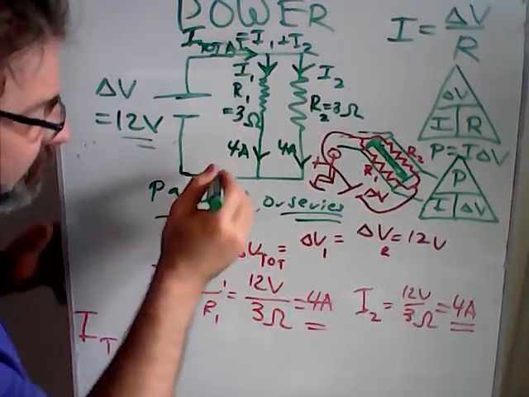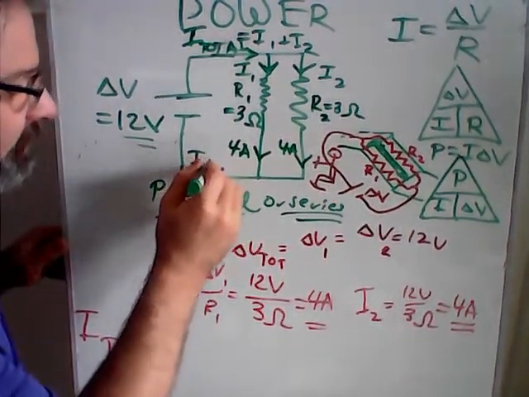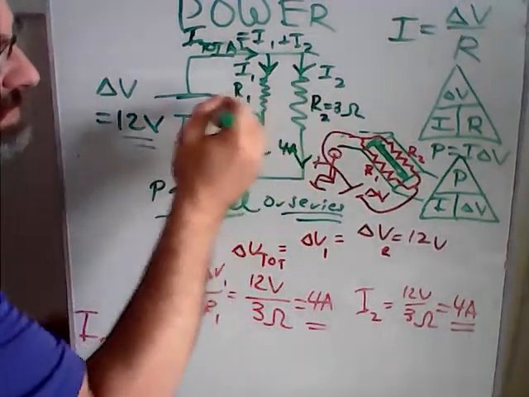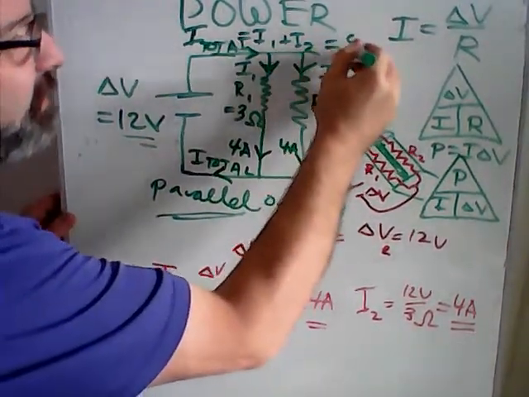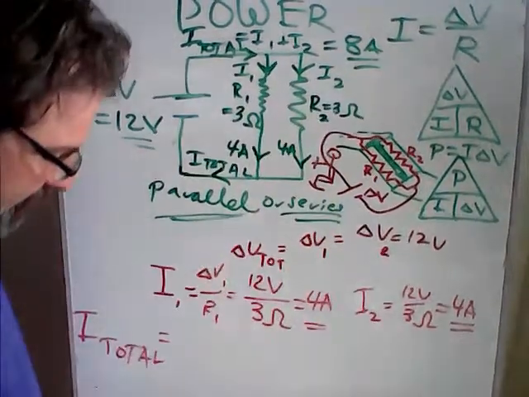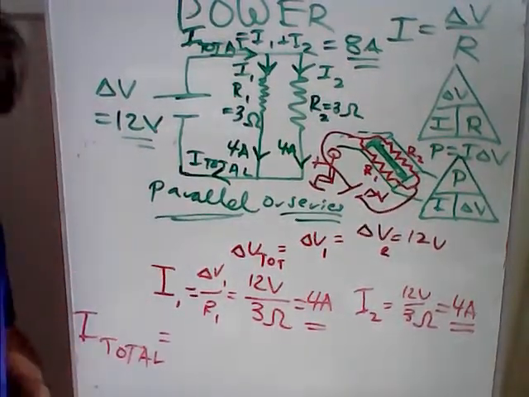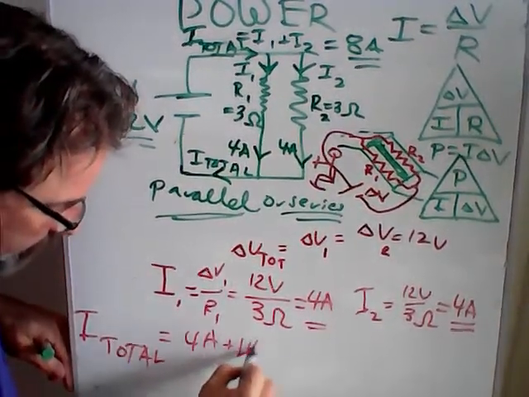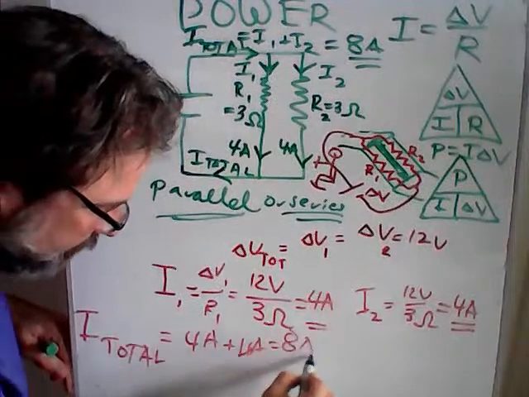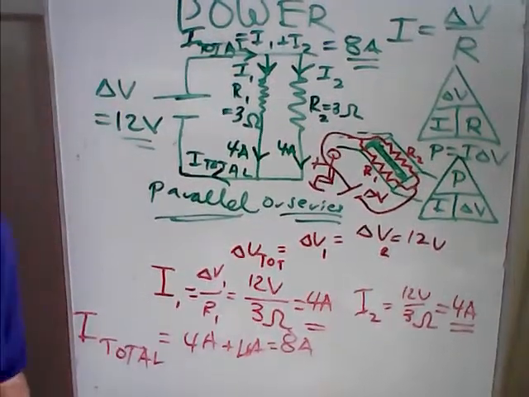Okay, so those numbers should be constant at the beginning, and even when they're split, I total should be equal to I1 plus I2. So in our case, that would be 8 amperes. There you go. And we can write that over here: 4 amperes plus 4 amperes equals 8 amperes. Okay, so cool.